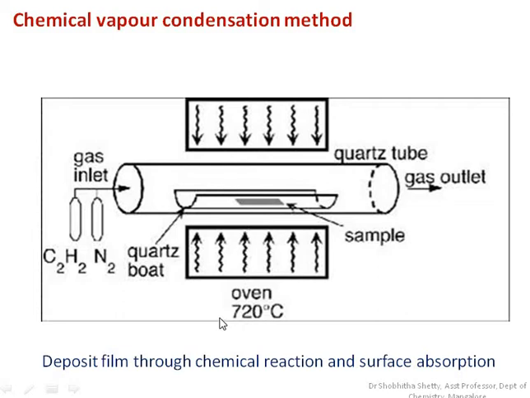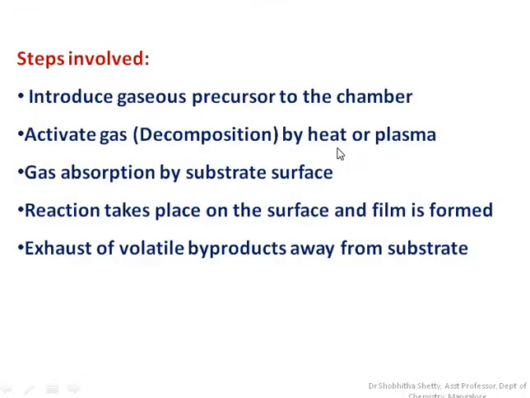And heating can be done with direct thermal heating or by plasma heating also. So mainly the first step is introduction of the gaseous precursor to the chamber, followed by decomposition by heat and/or plasma also. What happens next is the gas absorption by the substrate surface. The vapor gets absorbed on the substrate surface and reaction takes place on the substrate surface, and film is formed. Whatever exhaust co-product volatile byproducts are formed, they are taken away from the substrate through the exhaust system.